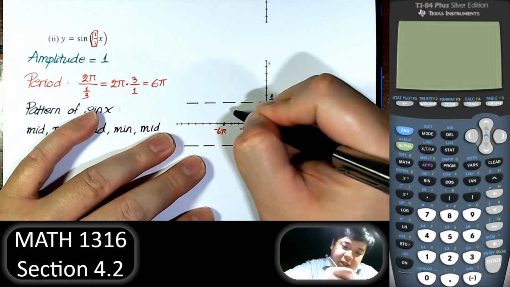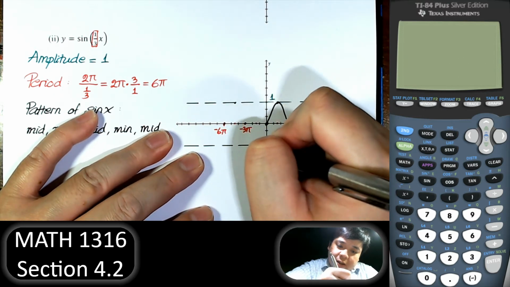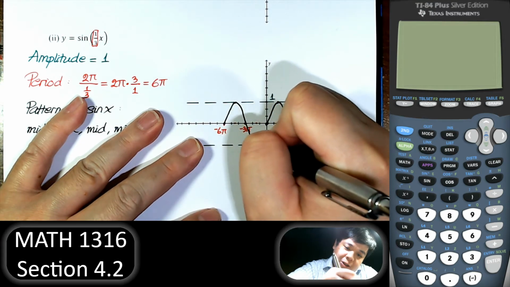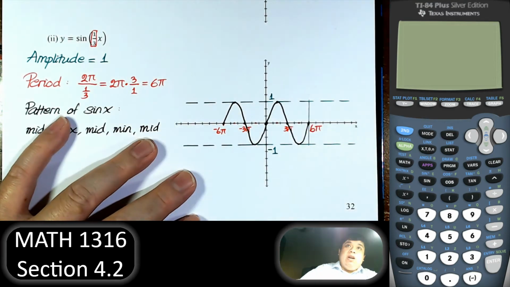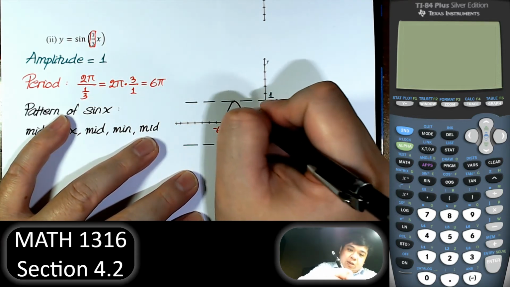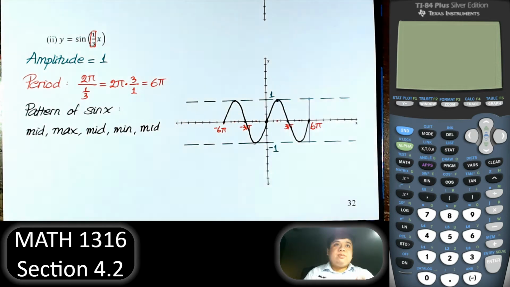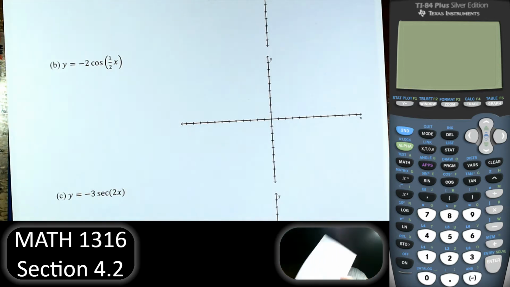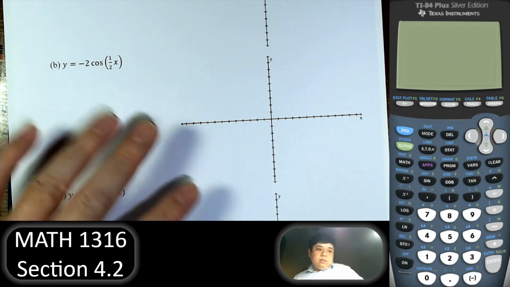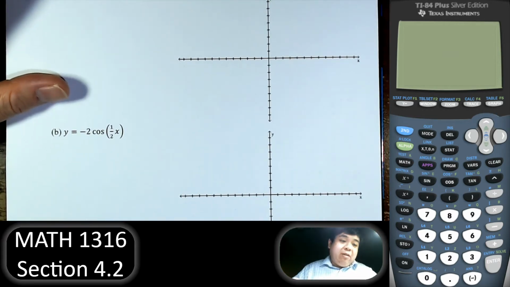So we see it is symmetric about the origin. If there's a point here, there will be a point across from the origin. So simple enough. We can just combine the amplitude and period together, and we can graph the function. Okay, here's more examples. Find amplitude and period and then graph this function.